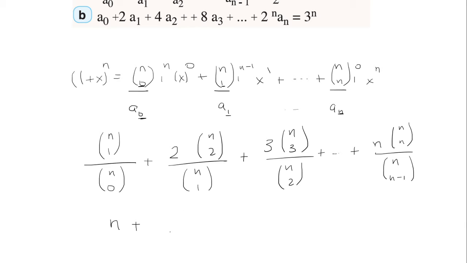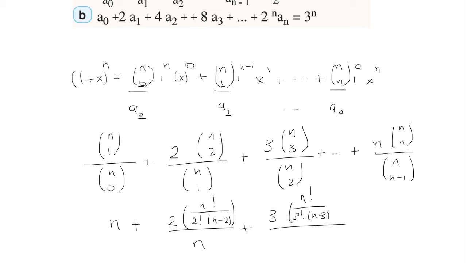Okay, this one is a little tricky. Well, n choose 1 is n. We have 2. And this is n factorial over 2 factorial times n minus 2 factorial. Okay, and this will be n factorial over 3 factorial times n minus 3 factorial over n factorial, 2 factorial, n minus 2 factorial, all the way up to the end here, which, let's see, n choose n is 1, so that's n, and then n choose n minus 1, well, that's just n.